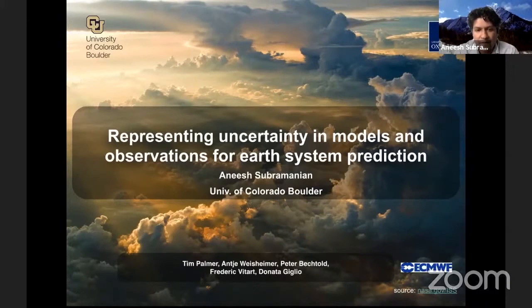And then the second half of my talk will be more on the observational side, on what are the different sources of uncertainty in in situ observations. The example I'll give will be from the Argo array that David just mentioned, and some work from Kusla and others. My collaborators in this work are Tim Palmer and Antje Weisheimer, who are at the University of Oxford, Peter Bechtold and Frederick Wittart, who are at ECMWF, the European Weather Forecasting Center, and Donata Giglio, who's a faculty here at CU Boulder.